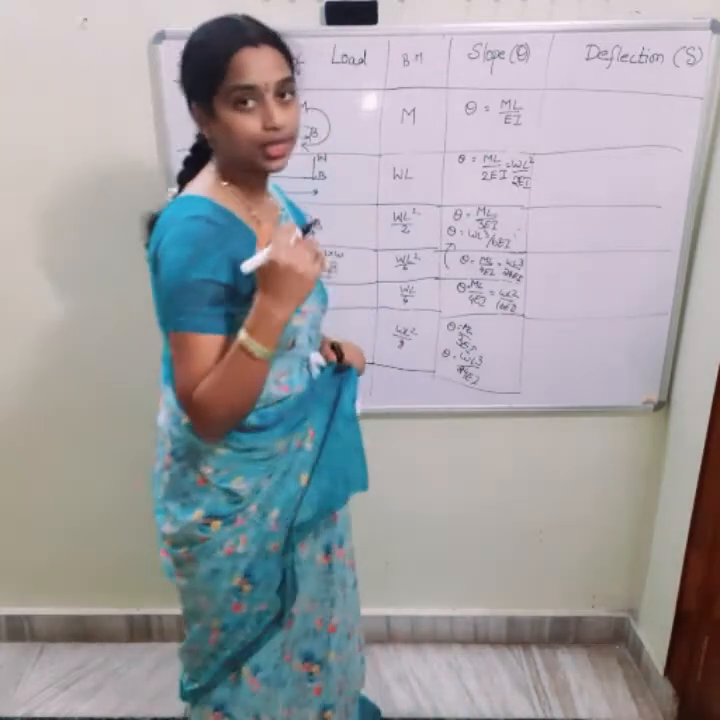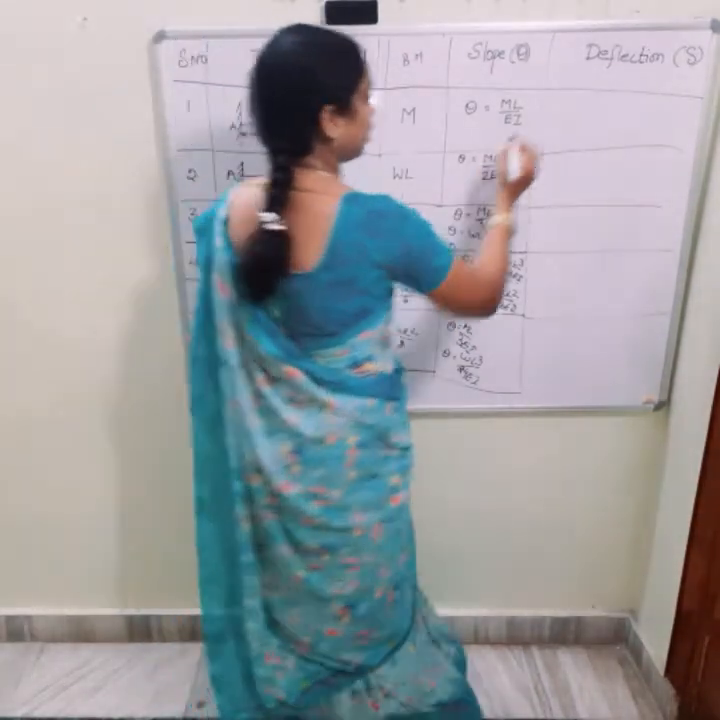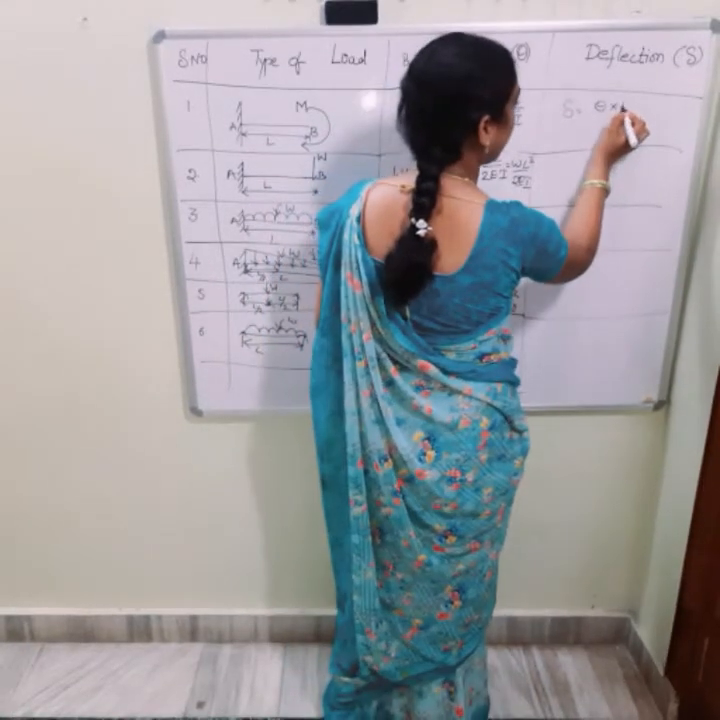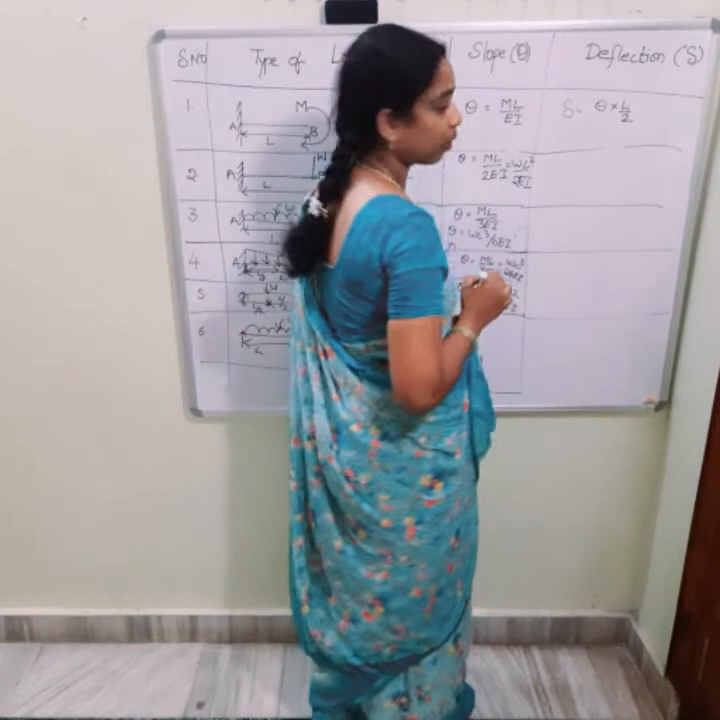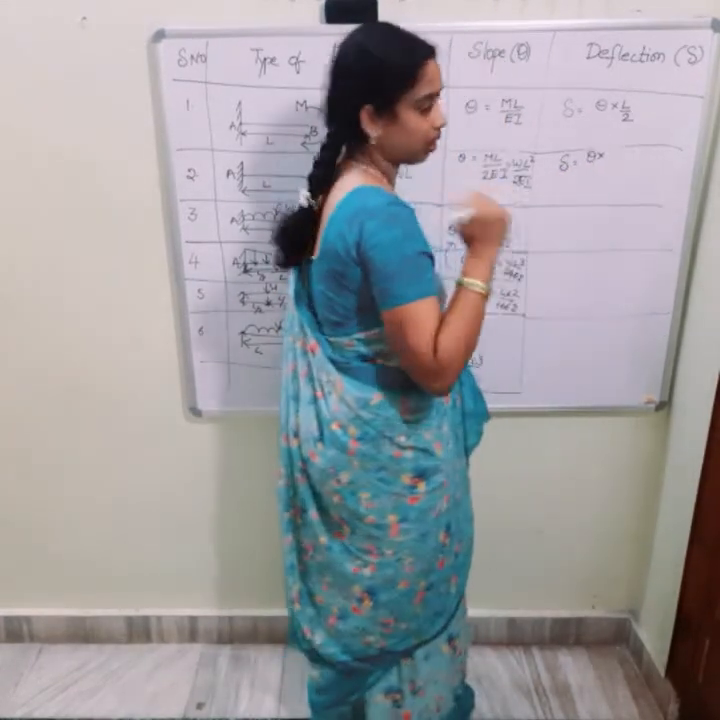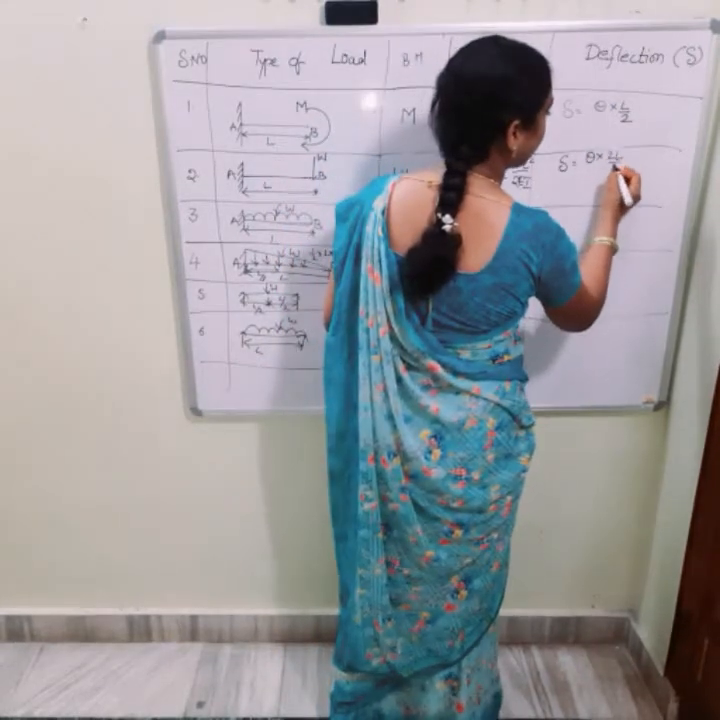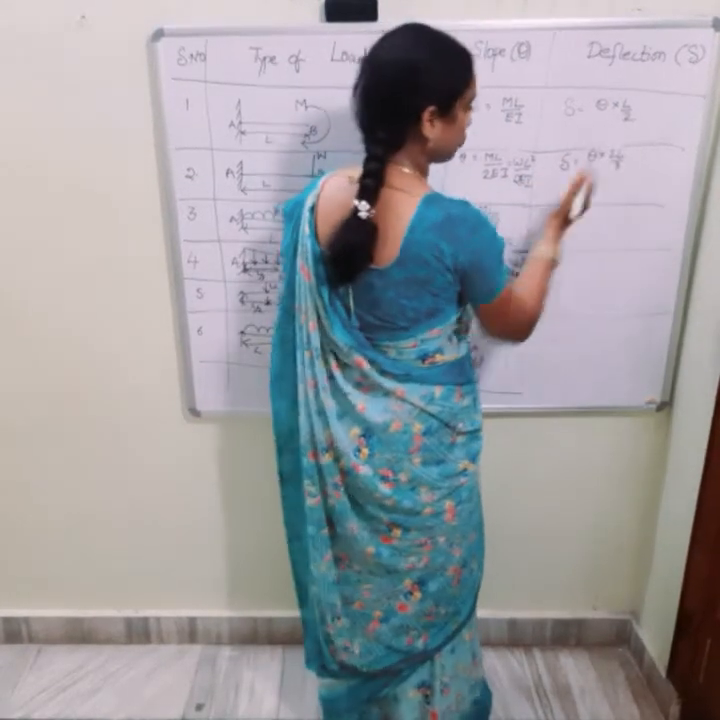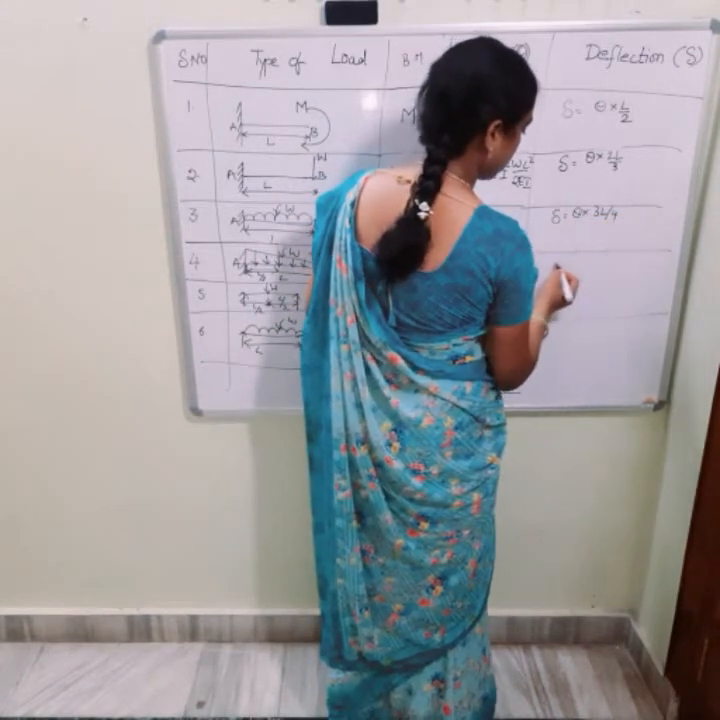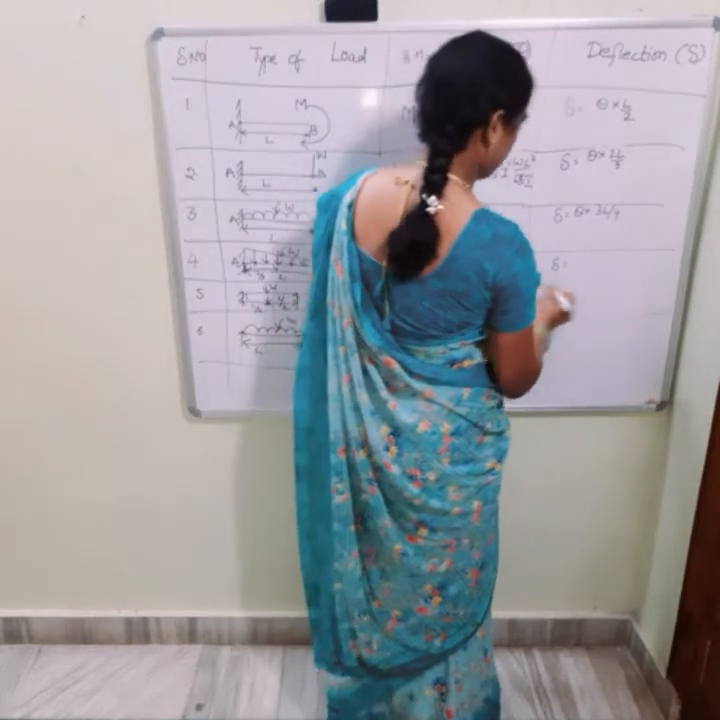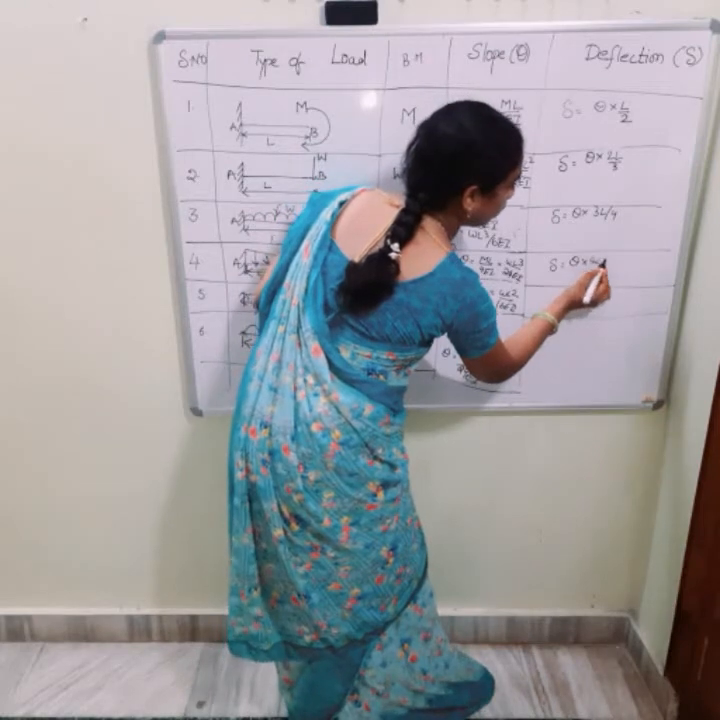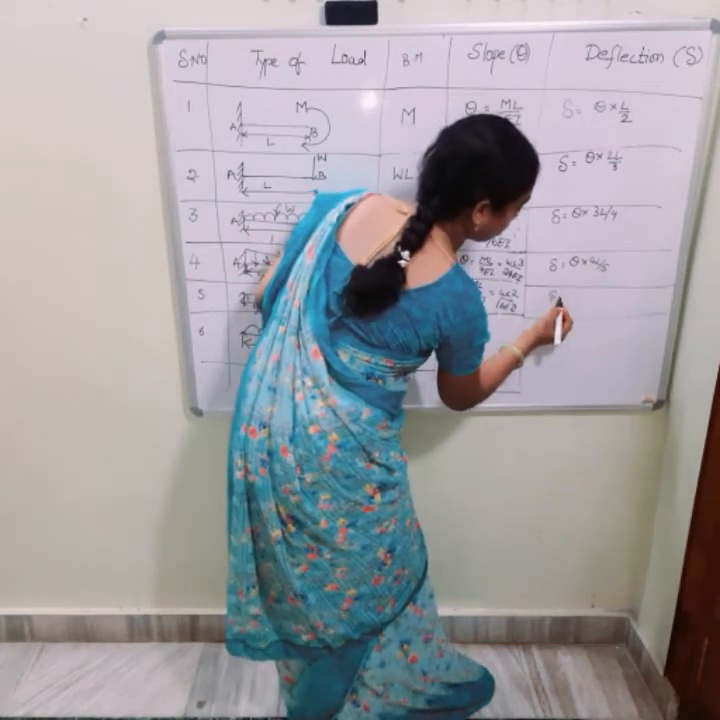Here also please follow the sequence I am saying. Delta is equal to theta into L by 2. Here L means coefficient 1. So I am writing 2L by 3, 2 after 3, 1 after 2. See here, delta into 3L by 4, this one. Delta into 4L by 5, next one.